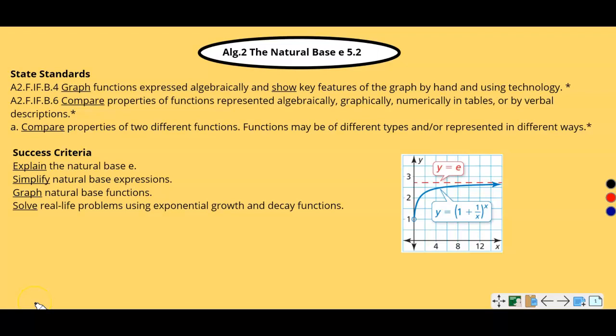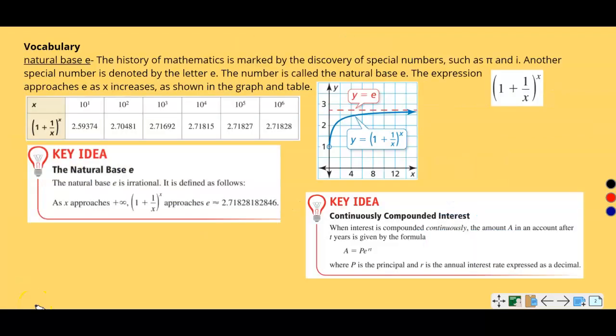The natural base e. First are your state standards. Below that is your success criteria. Explain the natural base e. Simplify natural base expressions, graph natural base functions, and solve real-world problems using exponential growth and decay. You have one vocabulary word. It's very important. So we have a graph and a table, and it's part of your key idea here.